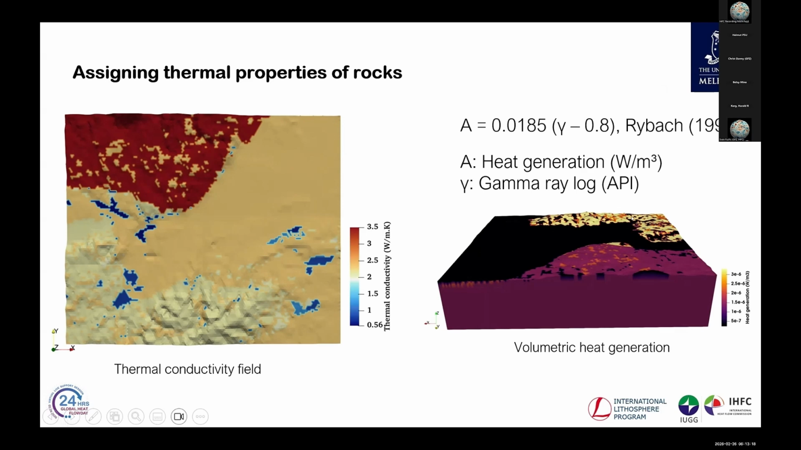And if you take a look here, the Suzuki Range Composite, which is Mesozoic in age, has a volumetric heat generation higher than 3 times 10 to the power of minus 6 watts per meter cubed.